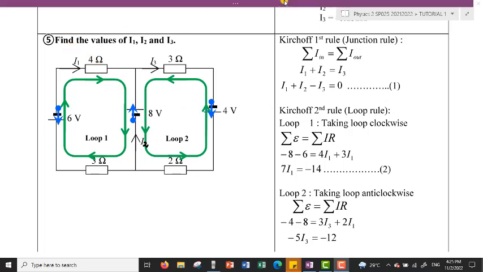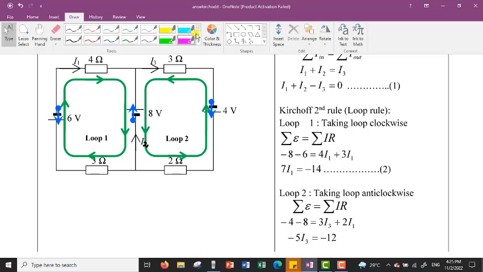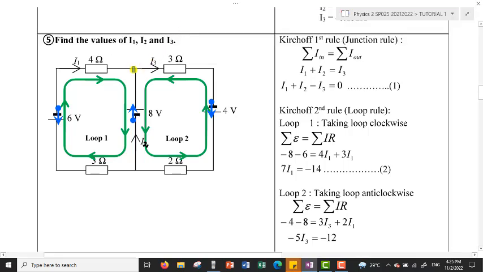Okay, class, we continue. We move on to question 5. Again, we are given a circuit network. We want to find the value of I1, I2 and I3. Like I told you in the previous questions, you can identify the junctions. Consider this junction, you will find that there are 3 circuit paths. This is the first circuit path, whereby the current flowing through is denoted by I1. I1 will flow through the 4 ohm resistor and 3 ohm resistor that sit on this circuit path.